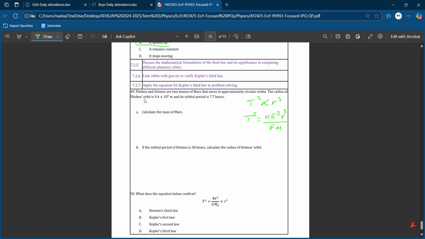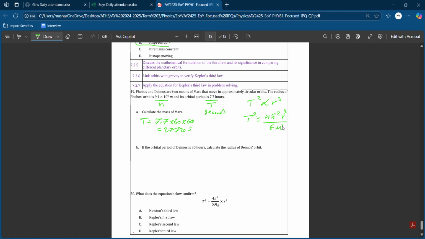Let's read the question. Phobos and Deimos are two moons of Mars that move in approximately circular orbits. The radius of the orbit of Phobos is 9.4 times 10 to the power 6, and its period is 7.7 hours. Here, you need to change the time into seconds always. So time is equal to 7.7 hours multiplied by 60 minutes multiplied by 60 seconds, so it will be 27720 seconds.